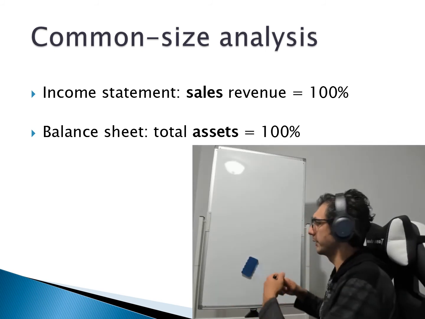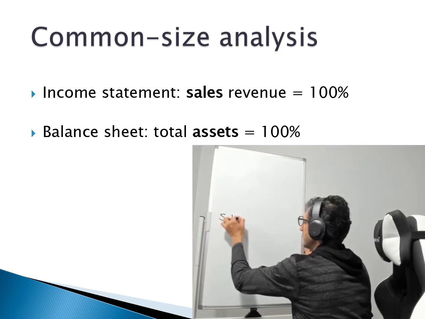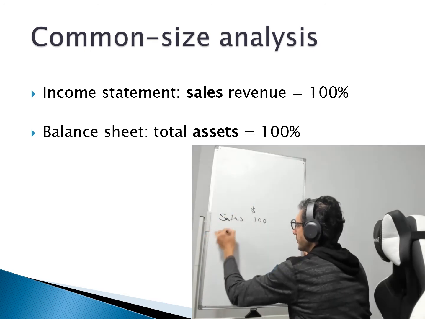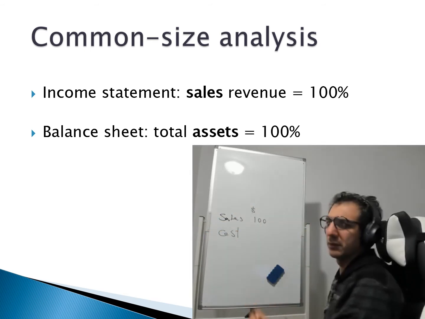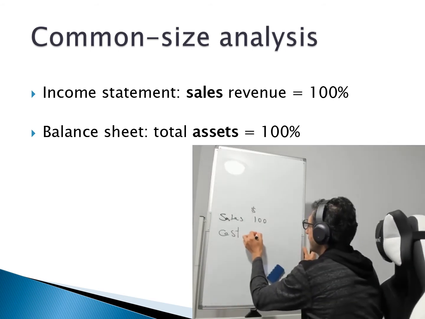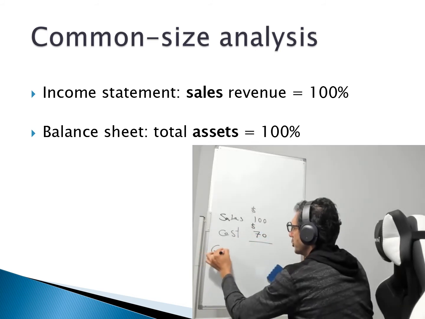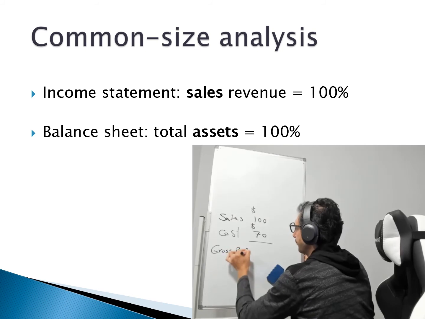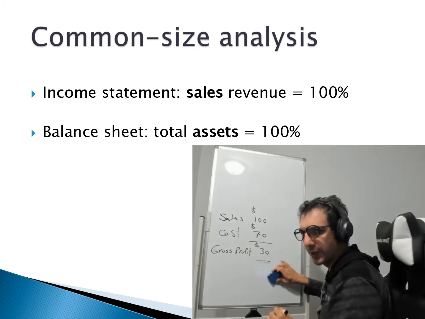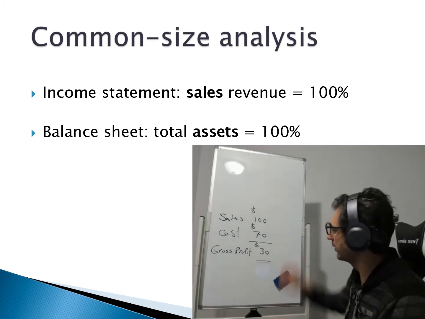Let's say we're talking about the income statement. So you have your sales revenue. So your sales, let's say, is $100. Your cost, and I'm talking about cost of sales or cost of goods sold, here is, let's say, $70. So this gives you your gross margin or gross profit, which is $30. So let me just stop here, just a snapshot of the income statement, part of the income statement.